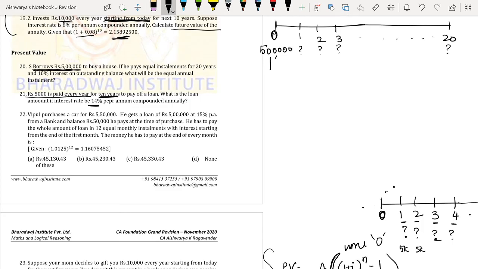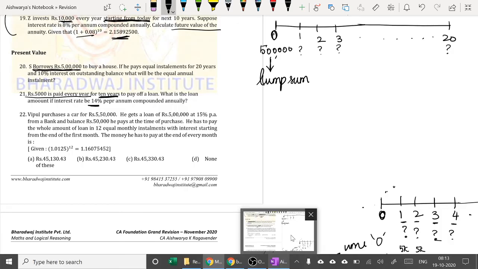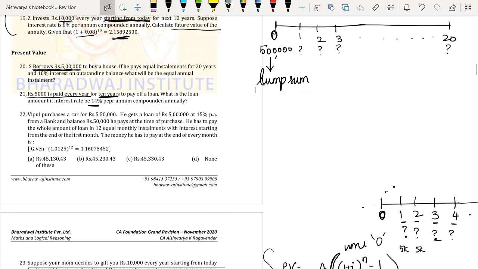Yes. Without doubt. Absolutely. Nothing will be mentioned mostly. It will be assumed to be end of the period. If it is beginning, it will be specifically mentioned. I'll come to that. I'll come and explain. I have a question here, 23rd question. I will explain that also.